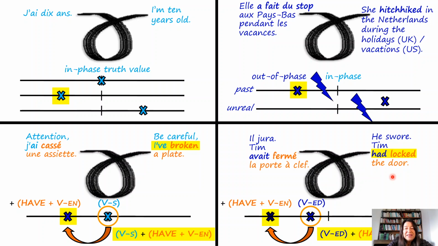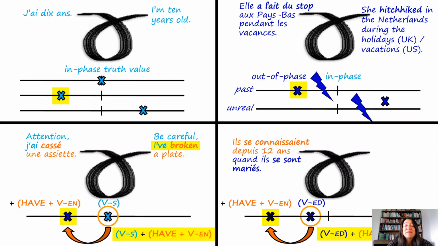We also need to be careful when it comes to translating because obviously here, "avait fermé" in French is very similar to "had locked," but it doesn't mean that we have to have le plus-que-parfait in French, the pluperfect, in order to have "had locked" in English, not at all. So let's quickly take another example.